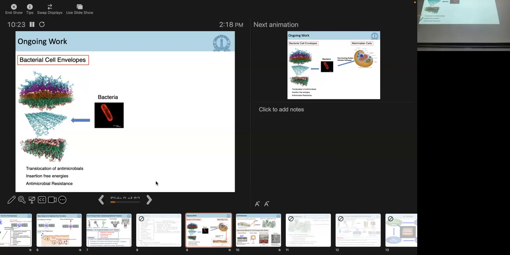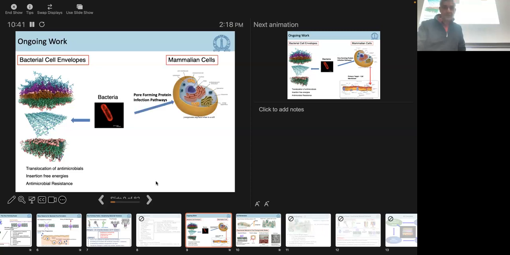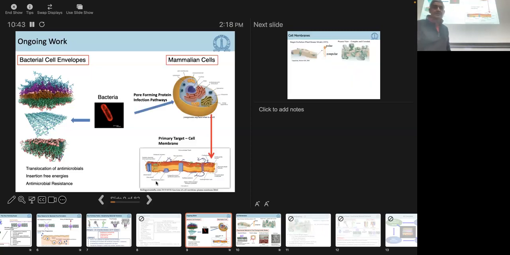So we've been trying to look at translocation of antimicrobials, insertion free energies, and with my colleague in physics, trying to look at how antimicrobial resistance evolves and what the signatures of resistance are in the dynamics of the lipids, because he does a lot of FCS with super resolution techniques. Today's talk, I'll focus on pore-forming proteins. So essentially the primary target is the cell membrane. And we'll talk about the complexities and try to unravel the process of pore formation for one particular toxin.